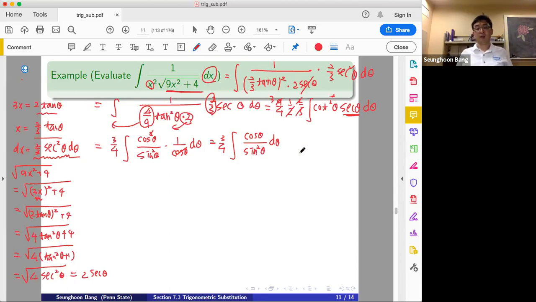So next, how can you solve the integral of cosine theta over sine squared theta d theta? Do you have any idea? How can you solve it? You can use U substitution. The U sub is right. What is U? Sine, right? Sine. How about the other students? Could you write your answer on the chatting board, please?